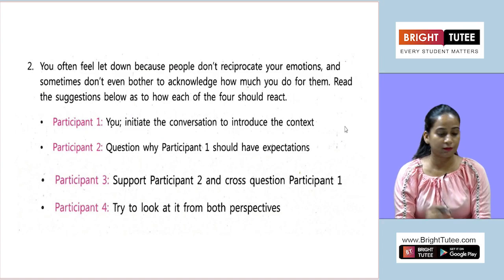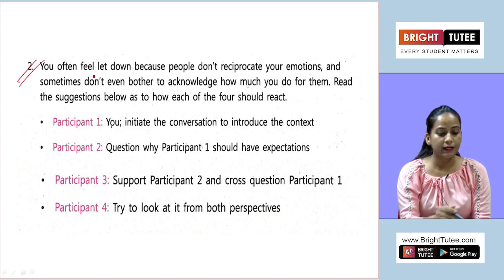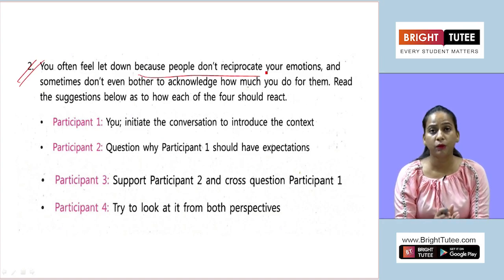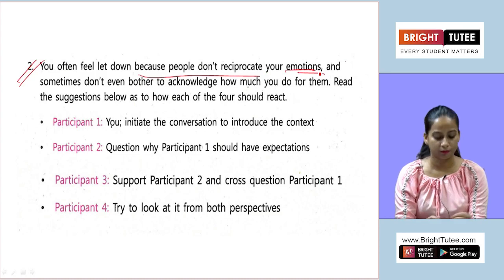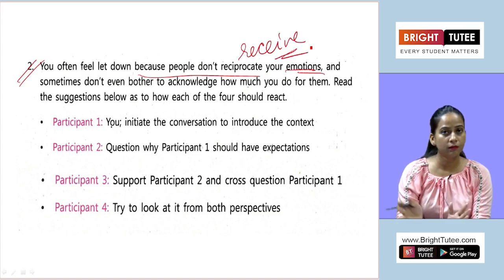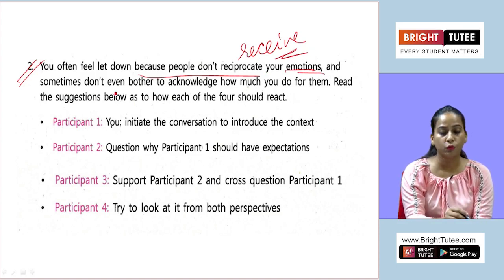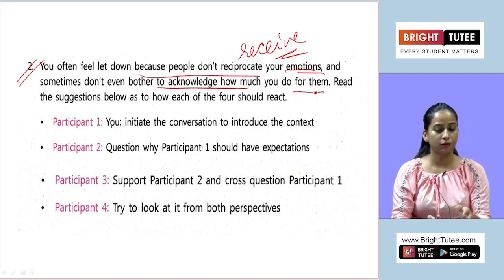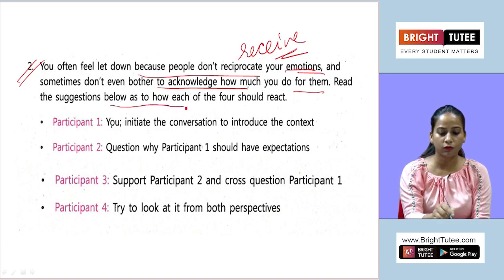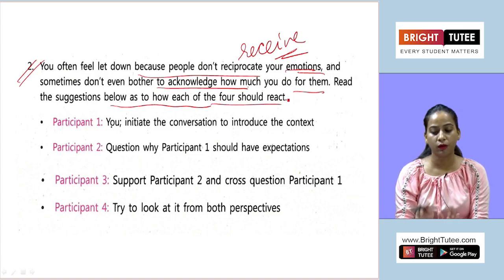The second situation is given here. You often feel let down because people don't reciprocate your emotions. People are not receiving it in the proper way, and sometimes don't even bother to acknowledge how much you do for them. So this is the situation given for you, where people are not giving importance to you. Somewhere you are feeling that you are being ignored. You have to read the following situation given below as to how each of the 4 should react.